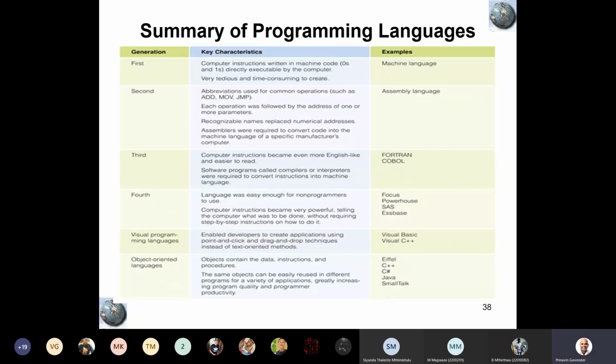Now this is pretty important. This is a summary of the programming languages. A number of generations in terms of us working on computer programming. The first generation dealt with zeros and ones. It was machine language programming. That's pretty old. When I say old, I don't mean like the 15th century or 14th century old. I'm talking about 1960, 1970 old.